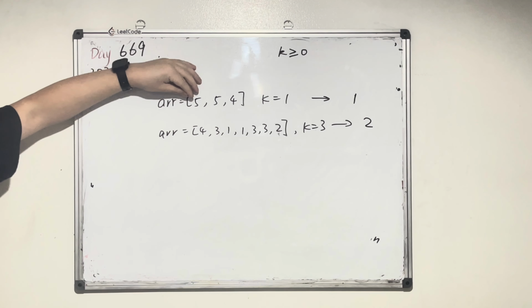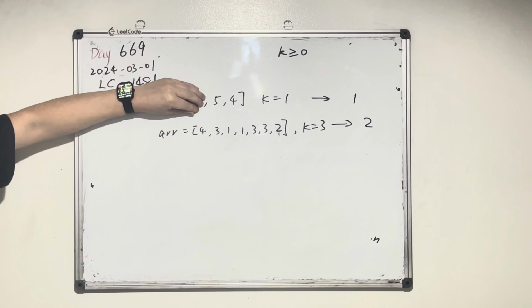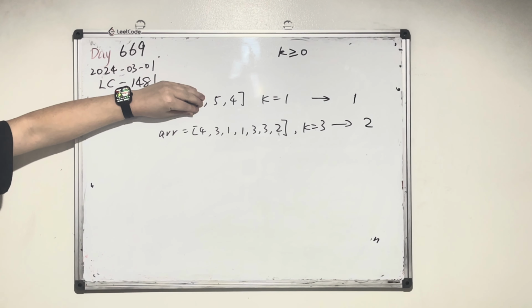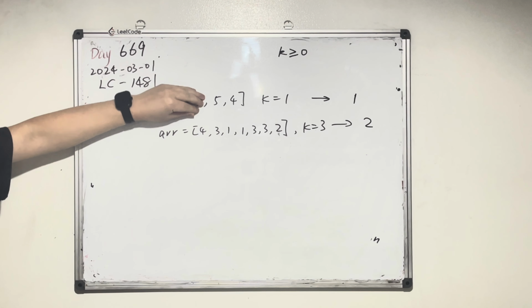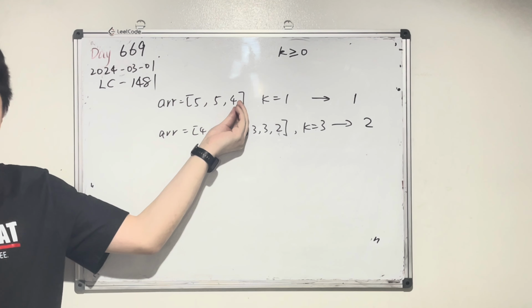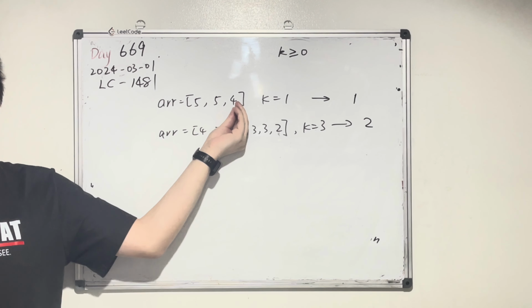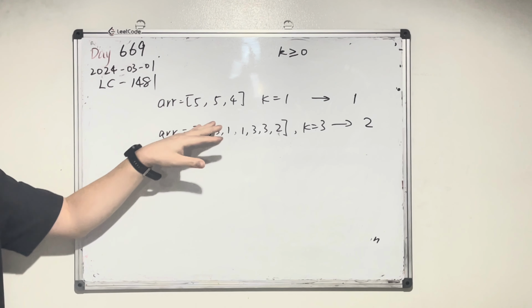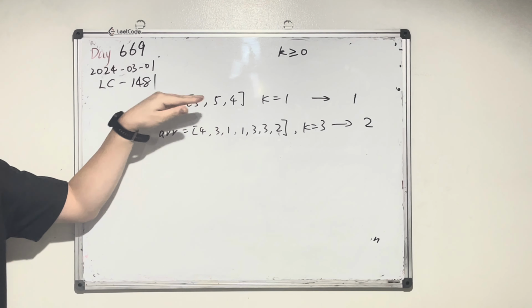So let's say if we remove this 5, what's left? 5 and 4. So there are 2 unique integers. But if I remove this 4, how many numbers remaining? There's just 5, okay? So that's what I want. I want to remove this 4, so the remaining is only 1 integer.